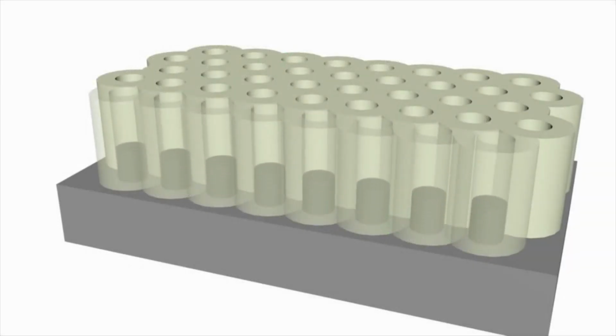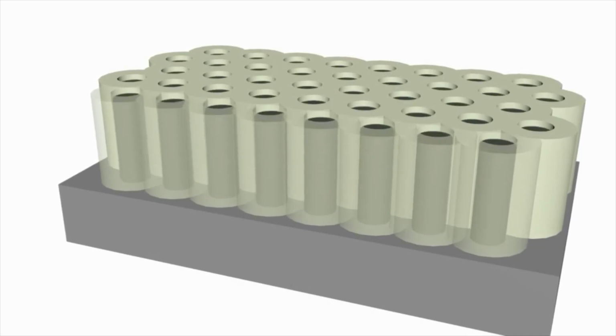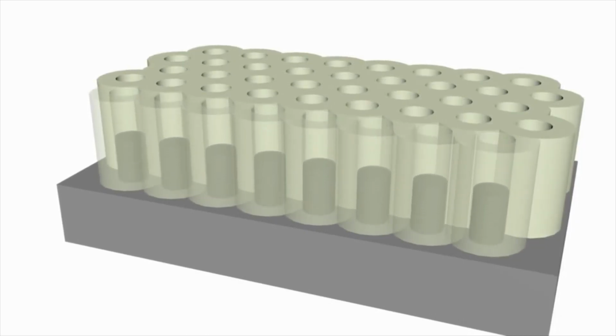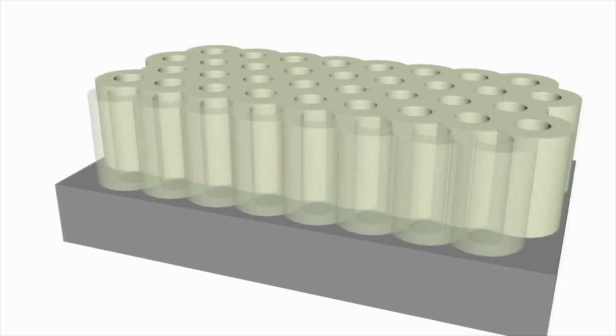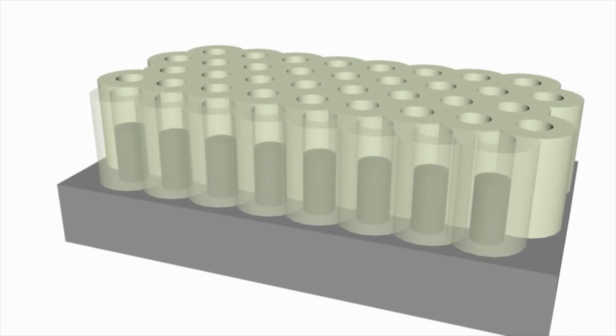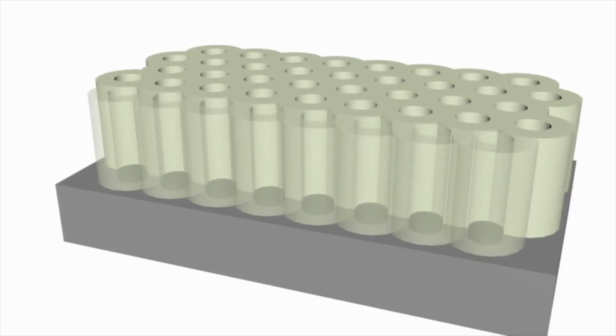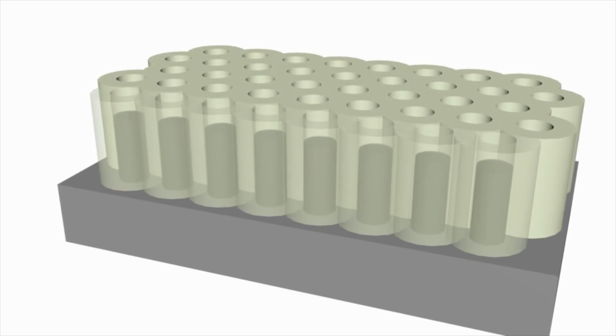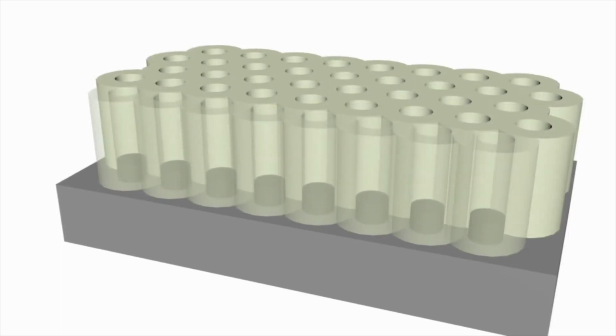In the next step, silver is electrochemically deposited into the pores. As the oxide layer in the bottom of the pores is very thin, allowing electrical connection, the silver starts depositing from the bottom and eventually fills the whole pore.